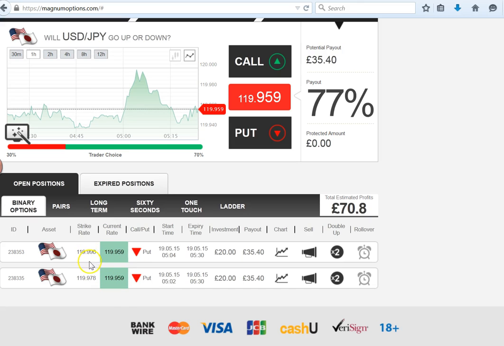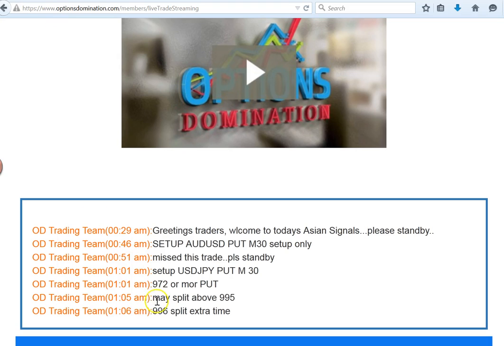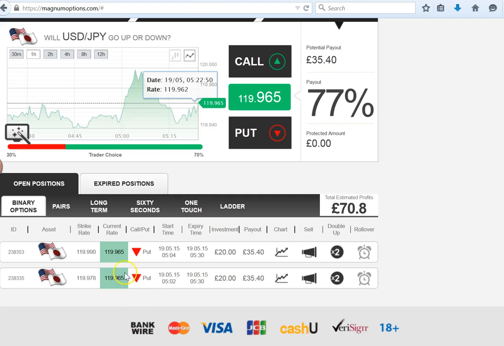I entered, you can see I entered twice. I entered the first one at 5:02 UK time, and the next one 2 minutes after that. As a matter of fact, I actually entered before he gave this second split. Obviously, because I've been doing this for some time, I know when it's convenient to enter. So I entered, and you can see they are both in the money. They are both in the green, if you like.